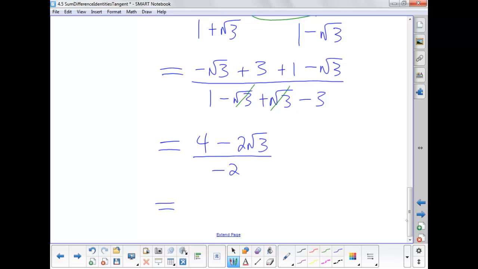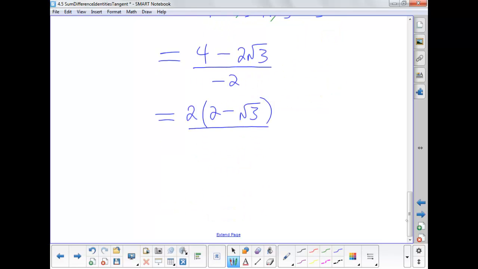And what I can now do is look at the top and say, well, 2 is a common factor. I'm going to divide it out. So I'd be left with 2 minus root 3. And if I'm dividing by negative 2, my final answer in this case could be written as 2 minus root 3 over negative 1. Or we might want to just do the actual division, so negative 2 plus root 3. So that would be completely simplified, the solution we would get here.